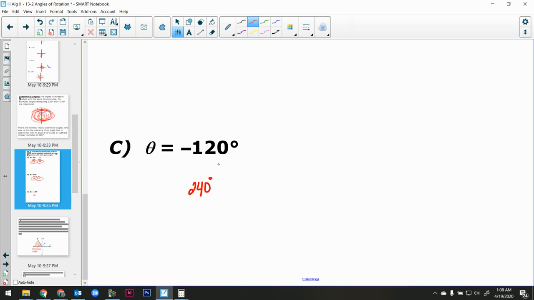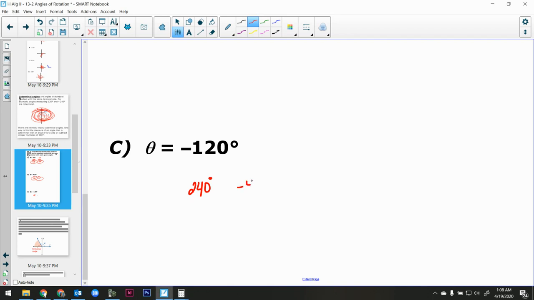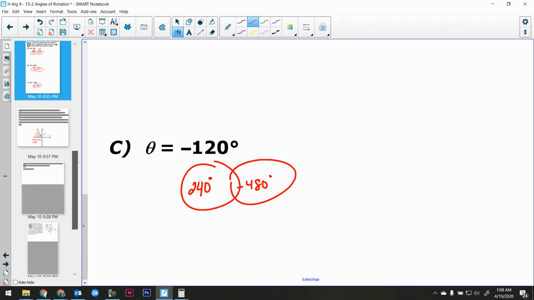Let's go another negative angle. So we'll go more in the negative direction. We've got negative 120, and then I'm going to subtract another 360 from it to get negative 480. So there and there. There's my positive version. There's my negative version of the coterminal angle.